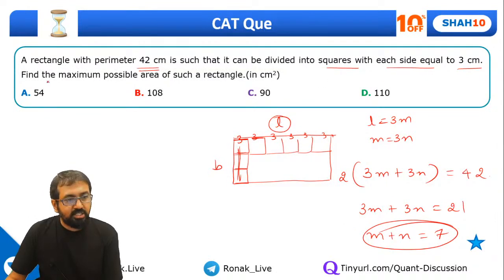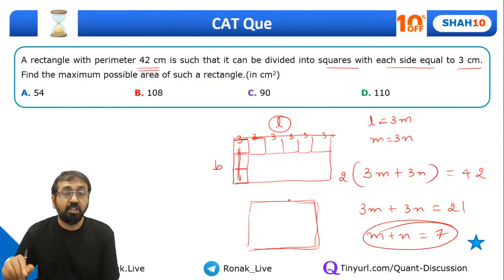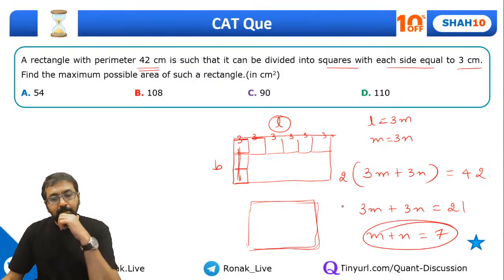So now what is our question? Find the maximum possible area of such a rectangle. Guys, the area of a rectangle will be maximum when its length and breadth are almost equal, right? They are almost equal. So in that case, that area will be maximum for the given perimeter, by the way, right?